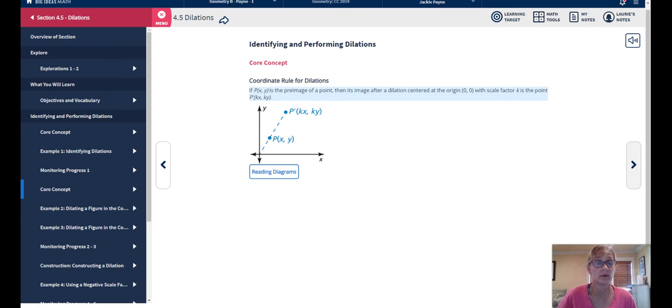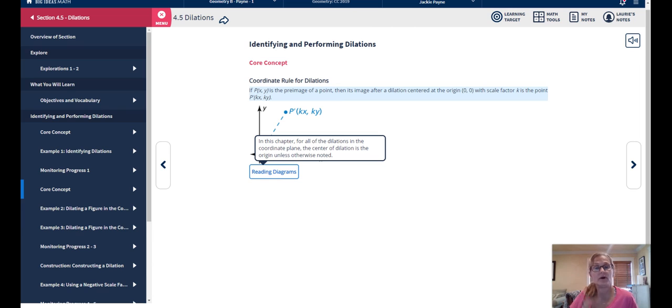Another core concept is how we can do this on a coordinate plane. Sometimes the easiest way is just to graph them. So you have a coordinate rule for dilations. If the point (x, y) is the pre-image of a point, then its image after dilation centered at the origin, so C would be the origin (0, 0), with scale factor K, is the point P prime (Kx, Ky), which means you're just going to multiply those numbers by the scale factor. So if your pre-image is (1, 1) and your scale factor is 5, then P prime would be (5, 5), because you just multiply the two numbers.